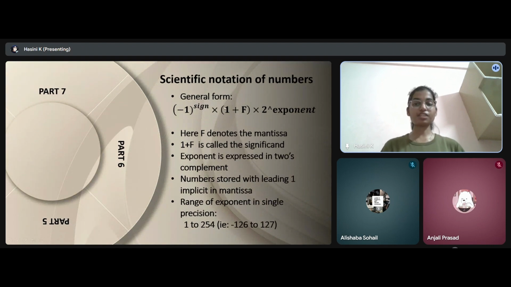The scientific notation of numbers is going to be (-1)^sign times (1 + f) times 2^exponent. Here f is the mantissa, as we saw earlier. 1 + f is called the significand. The exponent is expressed in powers of 2, and it's the biased exponent. Numbers lead with 1. This is implicit. And the range of the biased exponent is going to be 1 to 254 in the binary format, which is -126 to 127 in the decimal format.